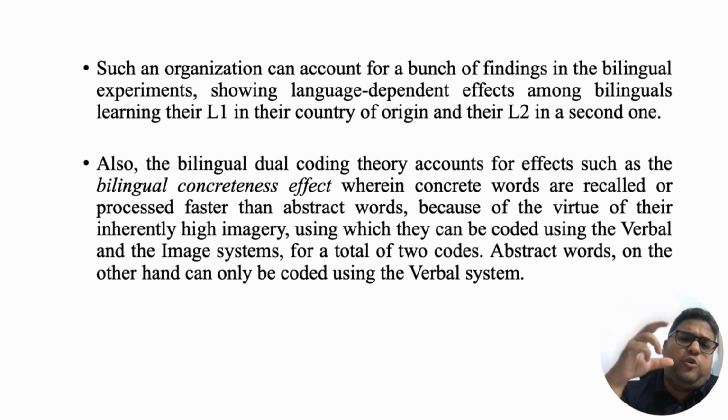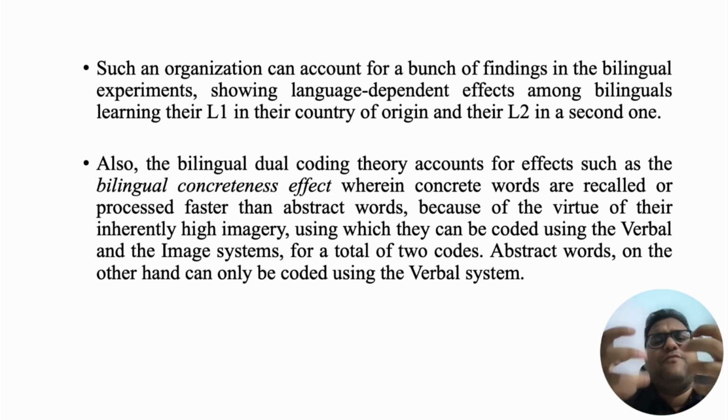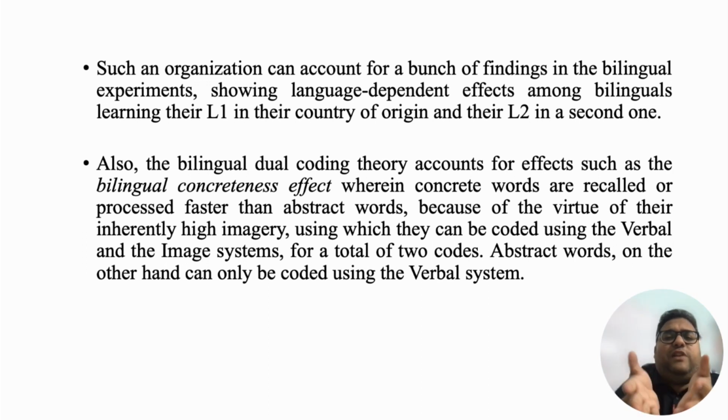So if I'm showing you a picture of an apple or a bottle or a box, it has very high imagery. It can generate images very quickly in the image system, and correspondingly generate verbal candidates from both the verbal systems very fast. That is why the concreteness effect says that concrete words will be recalled faster in bilinguals' both languages as opposed to abstract words.